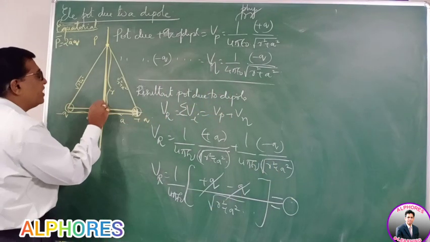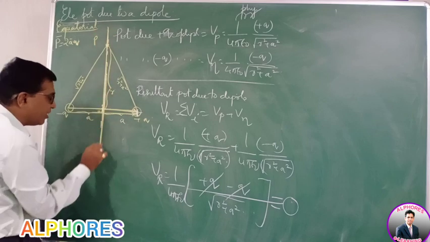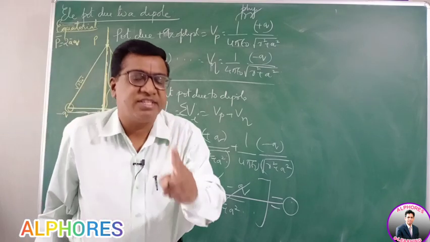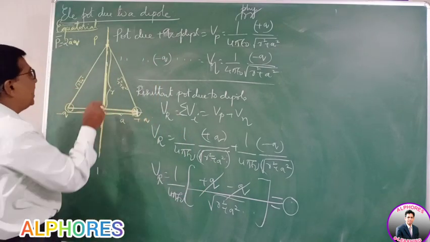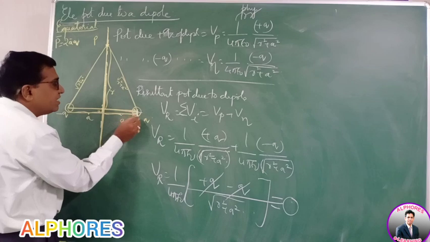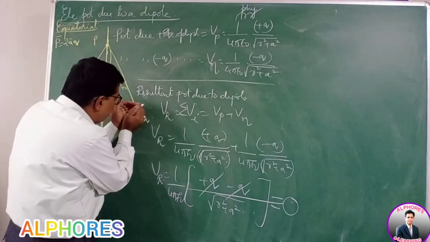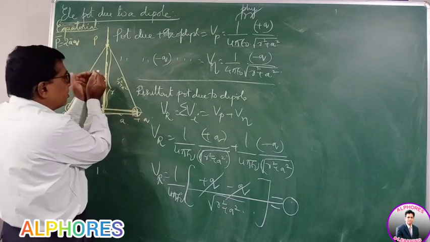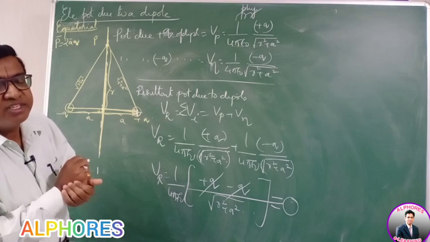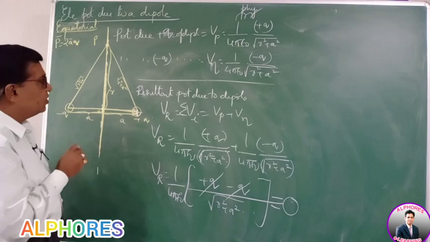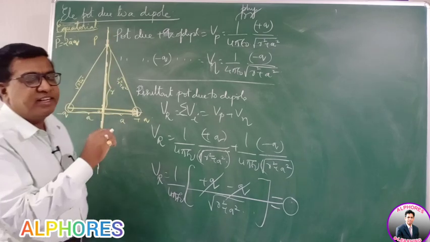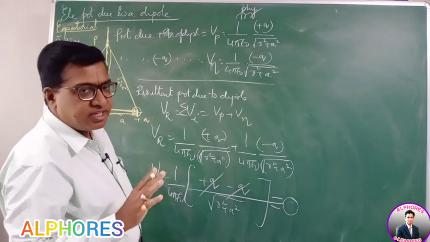Right? So at any point on the equatorial line, whether that side or this side, the resultant potential due to the electric dipole is 0. Why 0? Any point on the equatorial line is at the same distance from either of the charges, and both charges are equal and opposite. So whatever potential is there due to the positive charge is the same as the potential due to the negative charge, but with a minus sign. So the net potential is 0. At all the points on the equatorial line of the dipole, there is no resultant potential.